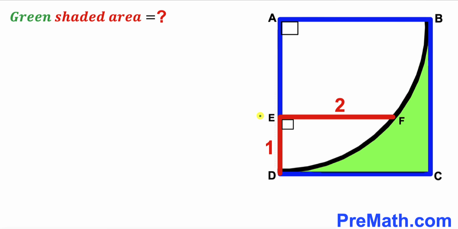And moreover, this segment DE length is 1 unit, and the segment EF length is 2 units, and both of these segments are perpendicular to each other. Now our task is to calculate the area of this green shaded region.